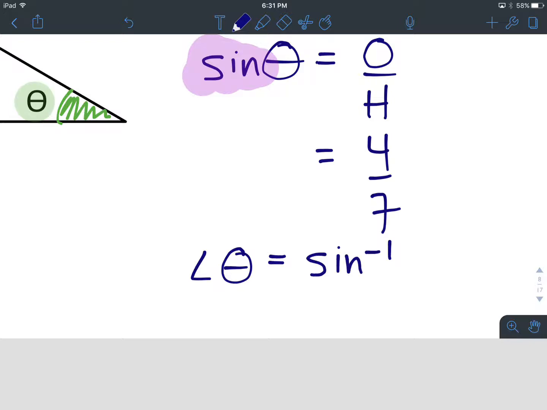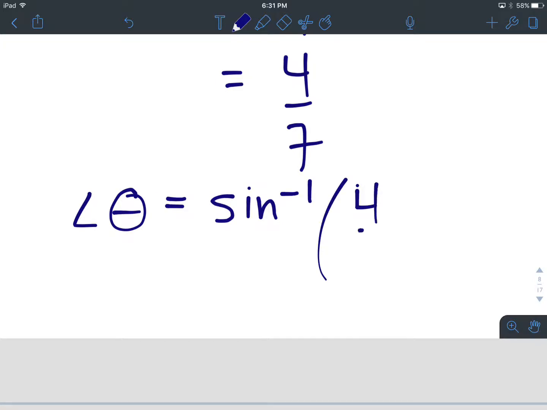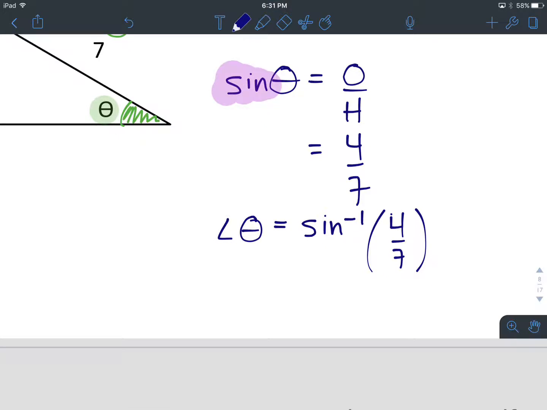That's how you write inverse sine of 4/7, which is the ratio that I've been given in this triangle. So angle theta will be equal to the inverse sine of 4/7. Now I'm going to type this into my calculator all at once.